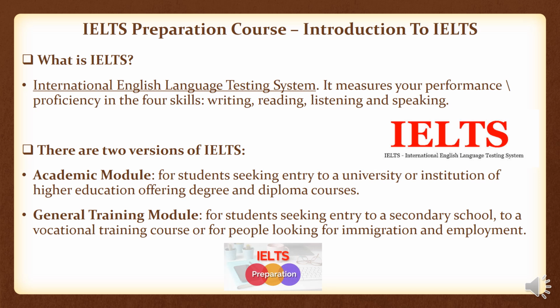The first one is the academic module for students seeking entry to a university or institution of higher education offering degree and diploma courses. The second one is the general training module for students seeking entry to a secondary school, to a vocational training course, or for people looking for immigration and employment.